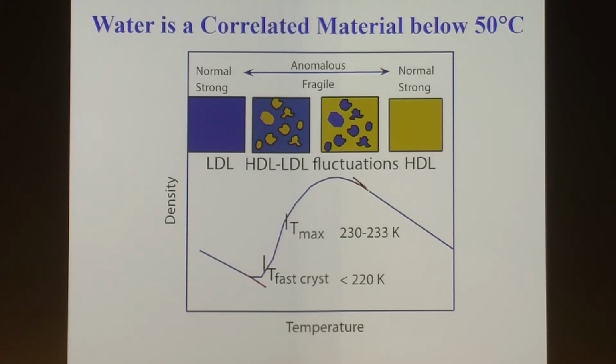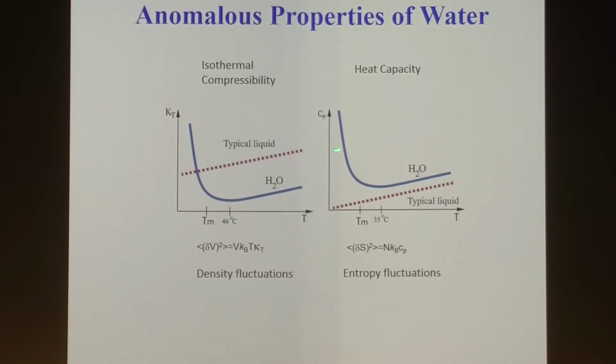So a very simple picture would be that we have high density liquid, and then at some point it will be low density liquid, and you get fluctuations when water cannot decide which way to go. And this will be connected to the funnel that's in the title. Okay? So here we have the isothermal compressibility. For a typical liquid, it goes just decreasing linearly with decreasing temperature. But for water, we have a minimum at 46 degrees. And it's dependent on density fluctuations. So that's what we looked at now.